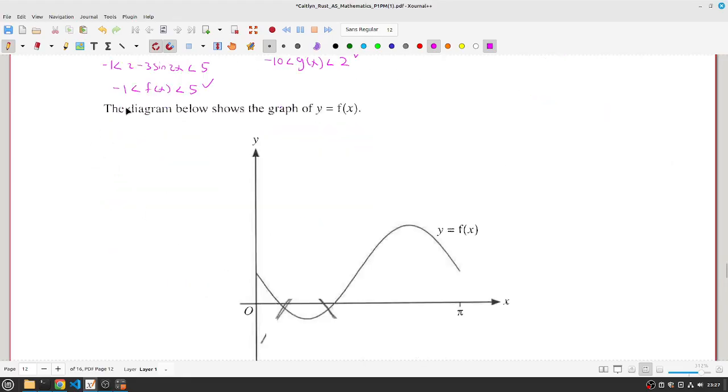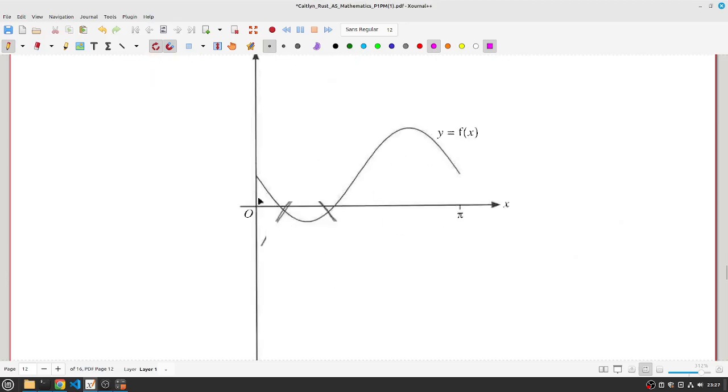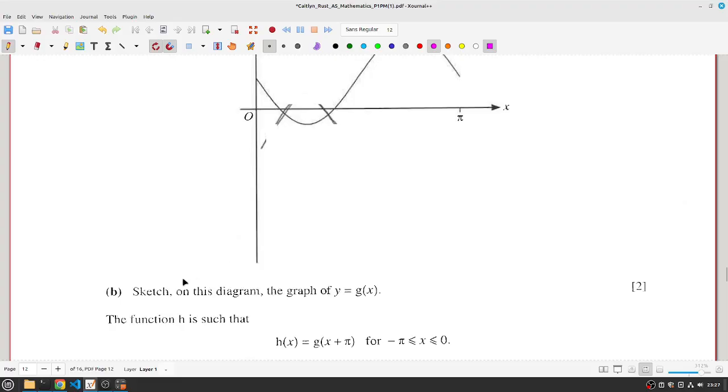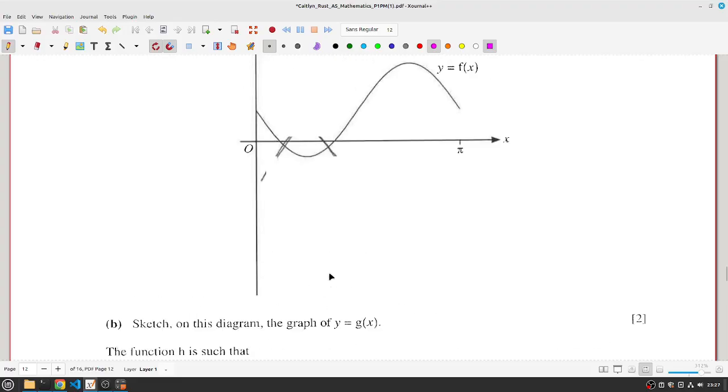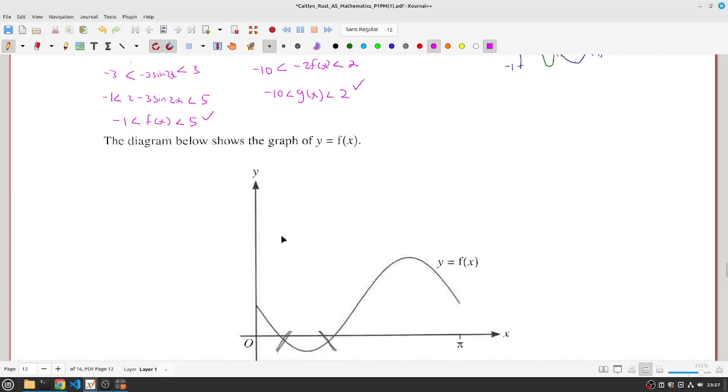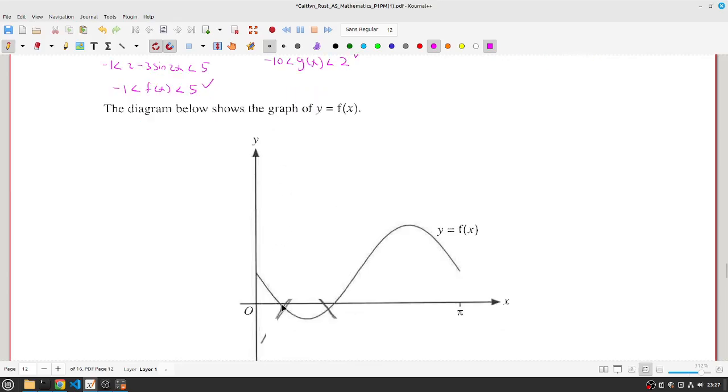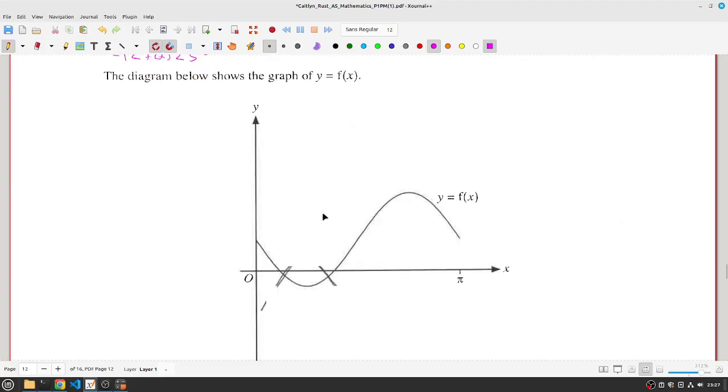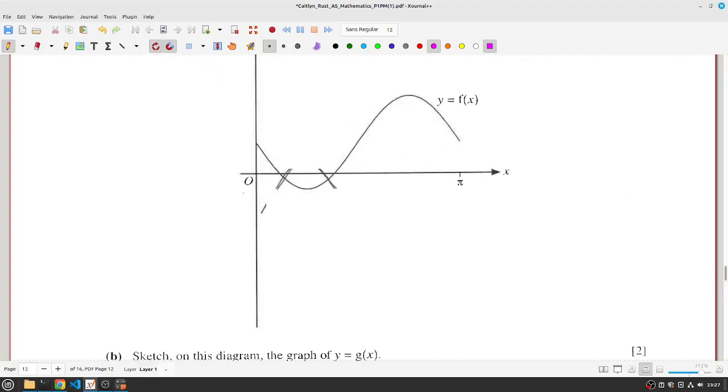Okay. The diagram below shows the graph of y equals f(x). And then sketch on this diagram the graph of y equals g(x). Okay, so g(x) is just negative 2 times f(x). So we just take every y value that we have and multiply that by negative 2. So this y value here, whatever it was, times negative 2, it's just going to be double this distance in the other direction.